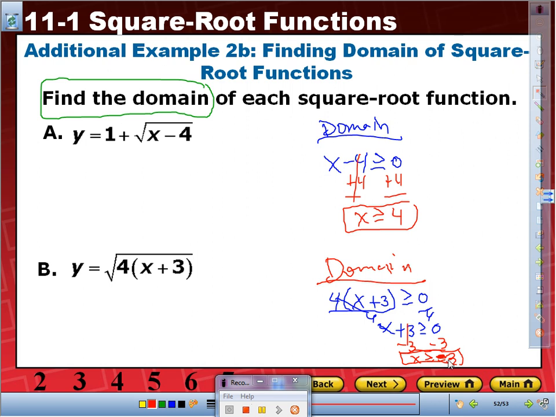So if I was to substitute this first number, negative 3, let's see. What is negative 3 plus 3? 0. So what is 4 times 0? 0. What is square root of 0? 0. So y is equal to 0.